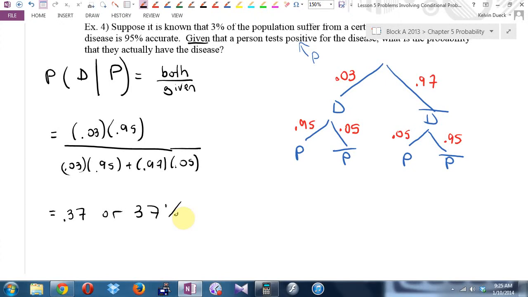Instead of disease, let's think testing positive for a banned substance if you're an athlete. Always wait until you hear the results of the second test before you judge.